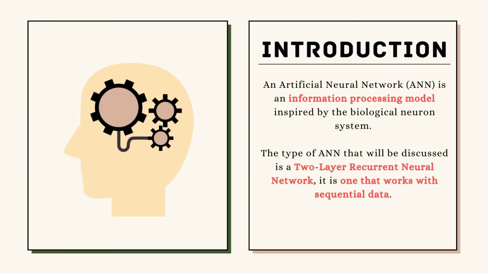For the introduction, an artificial neural network is an information processing model inspired by the biological neuron system. The type of NN that will be discussed is a two-layer recurrent neural network. It is one that works with sequential data.